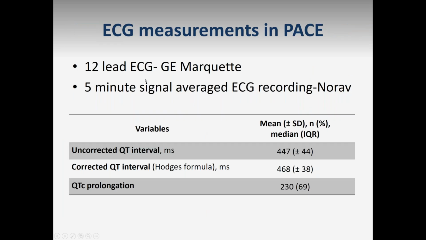When you took a look at our 12-lead ECG that we did through a GE Marquette machine, as well as 5-minute signal average ECG with a NORAV machine, we were able to show that, in fact, QT interval was incredibly prolonged. Just using raw data was greater than 440, which is abnormal in the majority of patients. When we corrected it using either Bazett's formula or Hodges, we were able to still show that even adjusted for your rate, it was still prolonged. And what was interesting was 69% of patients that we measured in the 400 patients who came to the study visits had prolonged QT in between dialysis sessions.